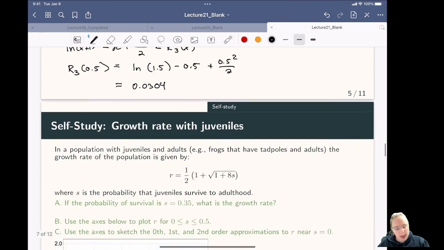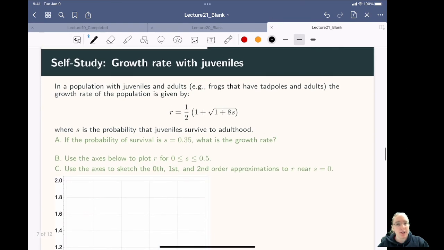All right, with that, I'm going to let you try to practice using Taylor series to approximate the population growth rate when there is a small rate of survival of juveniles to adults.